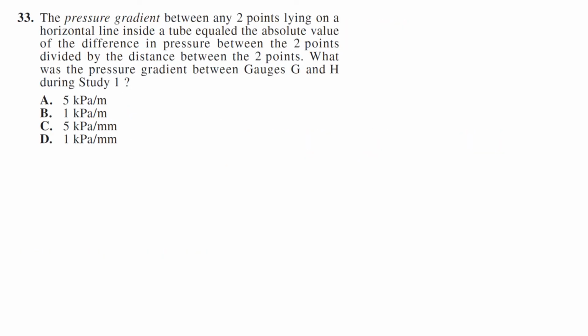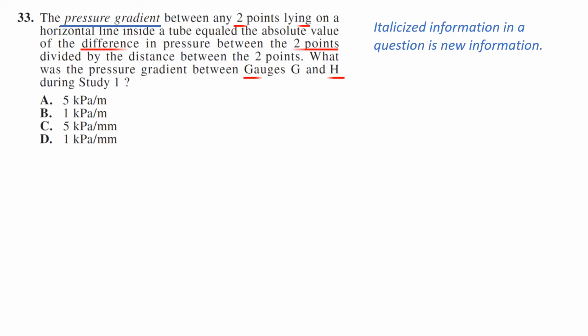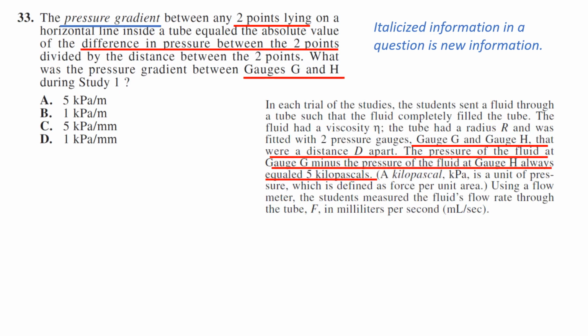Okay, number 33, let's really break down this question. The pressure gradient, okay, that's in italics, so any italicized information is new information. It's going to explain what it is. So the pressure gradient between any 2 points lying on a horizontal line inside a tube equals the absolute value of the difference in pressure between the 2 points. And then we know those 2 points are G and H. So that's good. What we've learned throughout this whole passage is that one part in the reading, that the difference between the pressure in G and H will always equal 5. If you miss that, that makes this passage really tricky. So we know that, though, it's going to be 5.